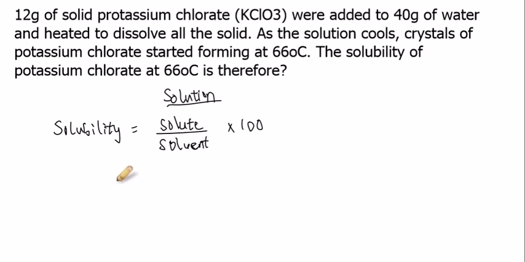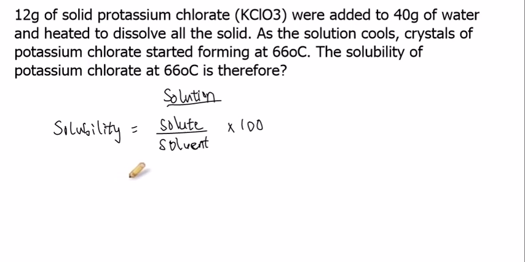Solubility can be defined as the maximum amount of solute that can dissolve in 100 grams of the solvent. It is 100 grams here, except if we are being asked to calculate the solubility in moles per dm cube. But if it is not stated in the question that we should calculate the solubility in moles per dm cube, we'll just be calculating the moles in 100 grams of the solvent.